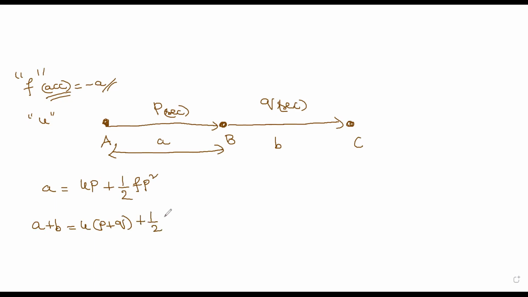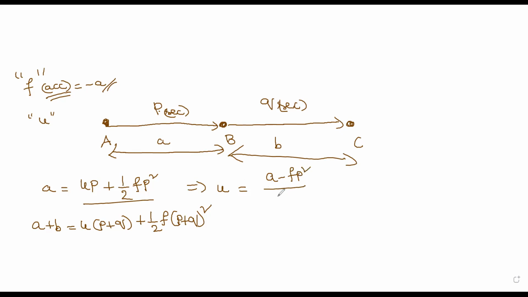That's half f into (p plus q) whole square. Why (p plus q) whole square? Because (p plus q) is the total time for covering the distance A plus B. And now from this equation, I'll find u from it. u is (A minus fp square divided by 2) divided by p. This is what u is, and this we are going to substitute here. So that is the task.